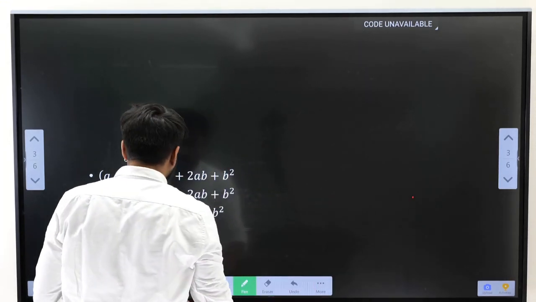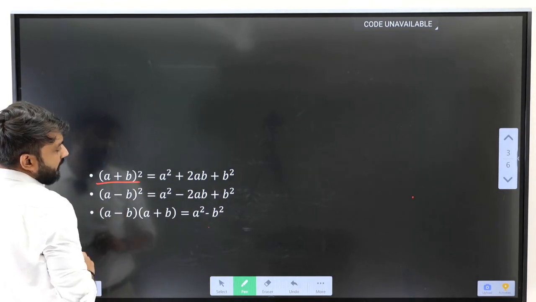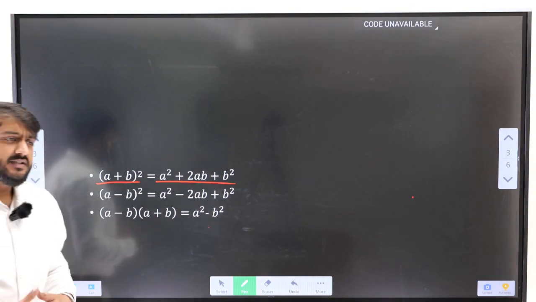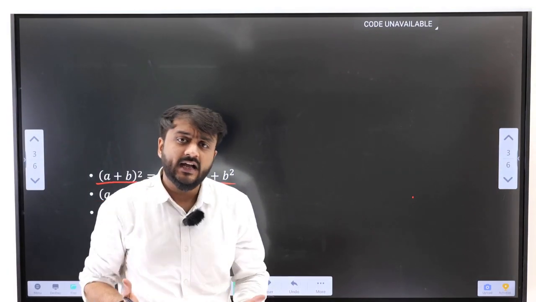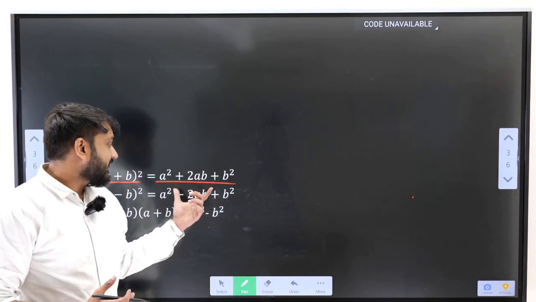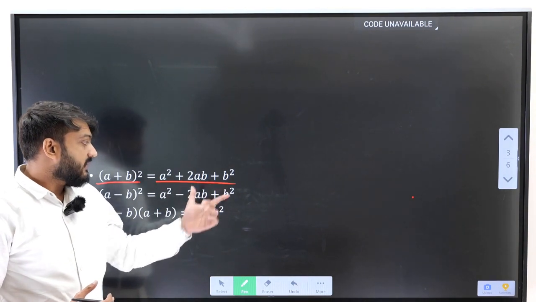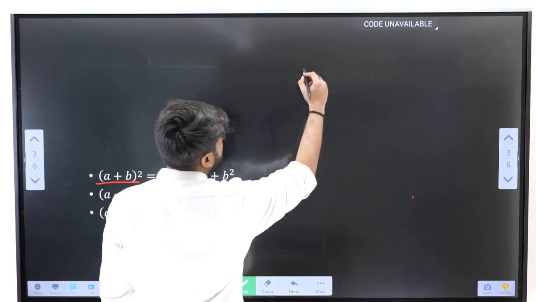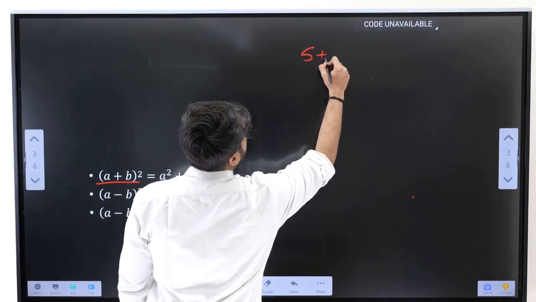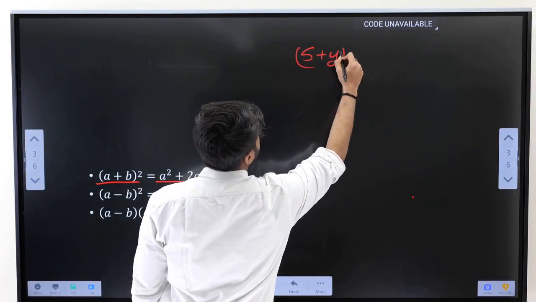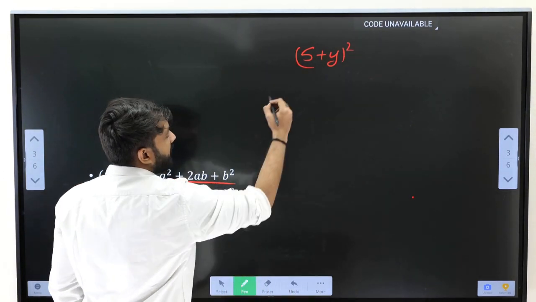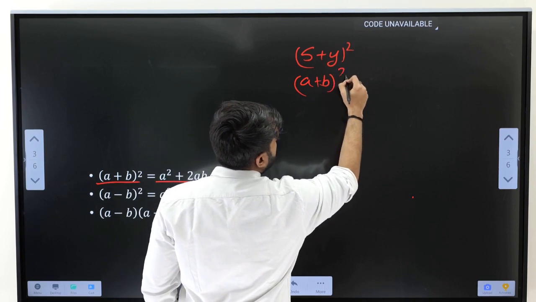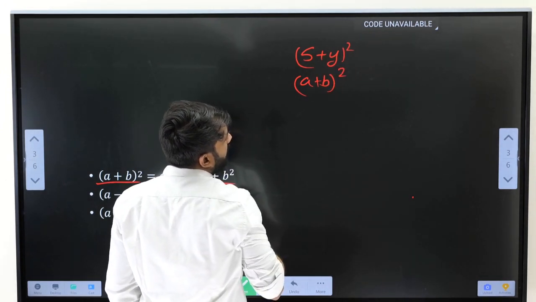Now that I've looked at why (a plus b) the whole square opens up as a square plus 2ab plus b square, I need not necessarily go through all the steps every time, but I can just use this identity: a square plus 2ab plus b square is going to be my outcome, right? Let's try with numbers. Let's say I have (5 plus y) the whole square. So I can clearly see that 5 is in place of a and y is in place of b, and then there's a whole square sign, right?